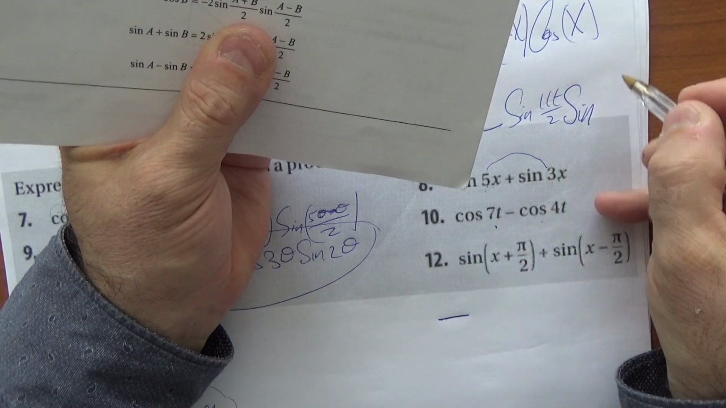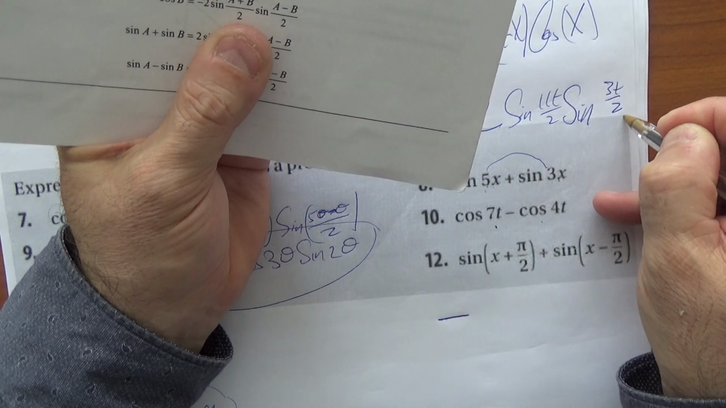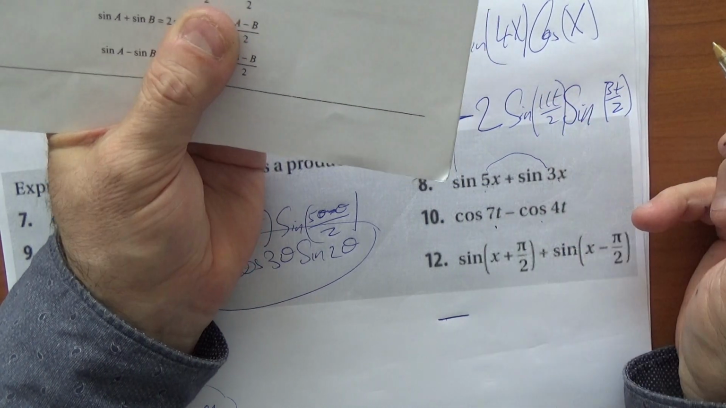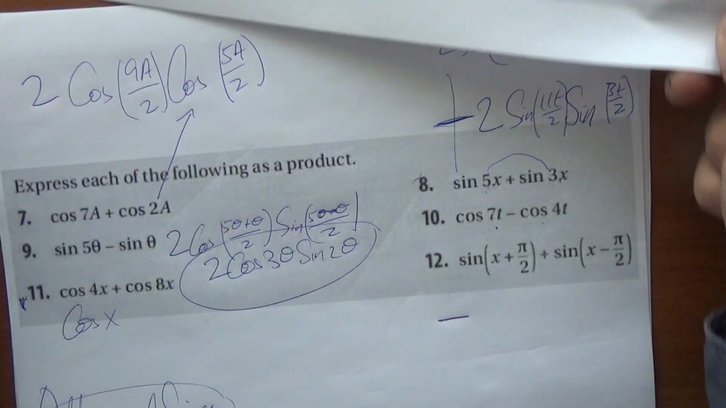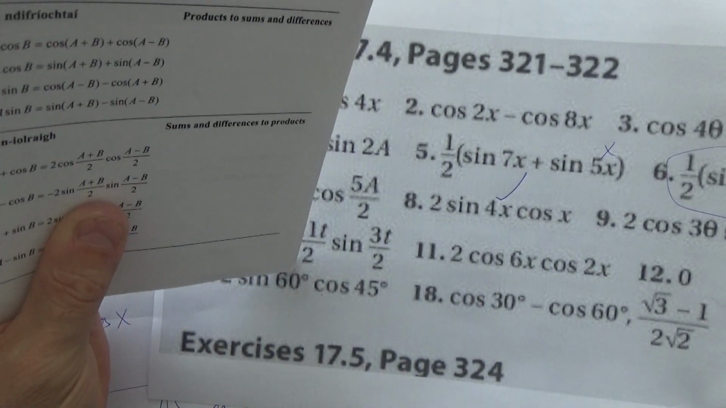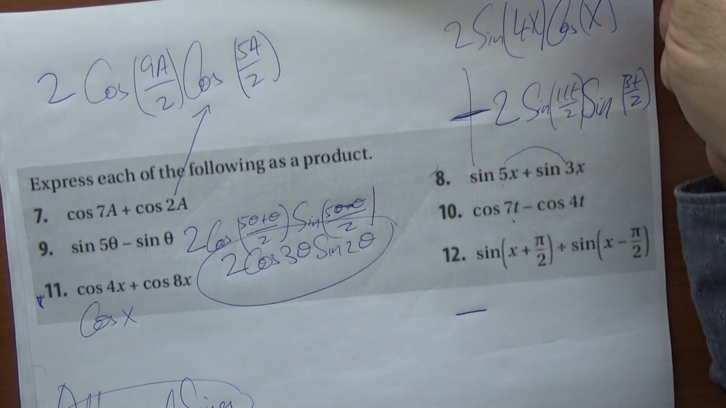Now 7 take away 4 is 3t. Don't forget you divide by 2. And that's not going to go anywhere. That's done. 10: minus 2 sine of 11t over 2 sine of 3t over 2. We're on to question 11.